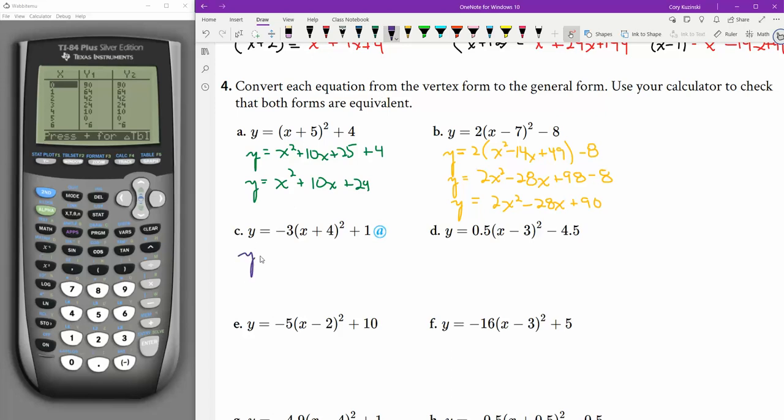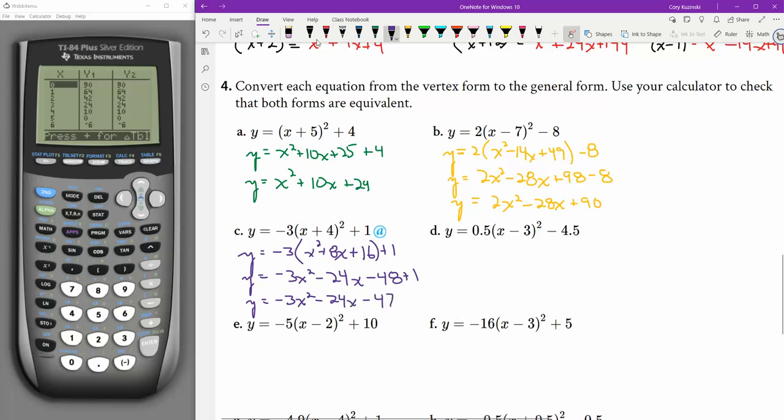Again, y equals negative 3 times x squared, 4x and 4x makes 8x, and 4 squared makes 16. Then we got to add 1 to that after we multiply by the 3. So negative 3x squared minus 24x minus 48 plus 1. Y equals negative 3x squared minus 24x, and the negative 48 plus 1 is negative 47. If you think you identify a mistake, let me know. I'll let you check my answers.